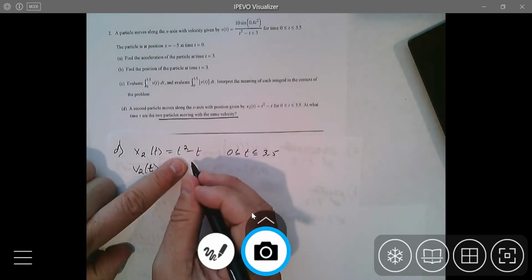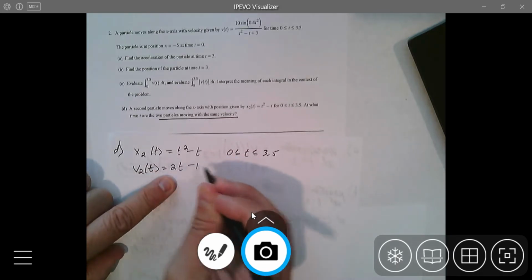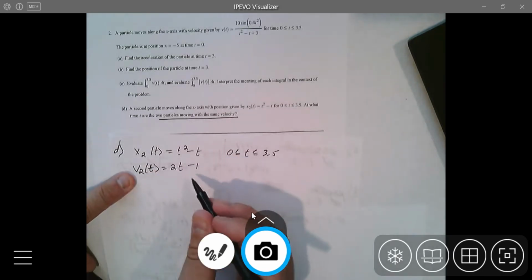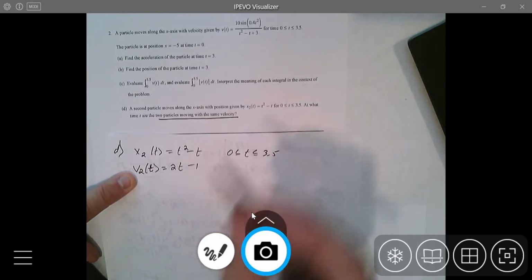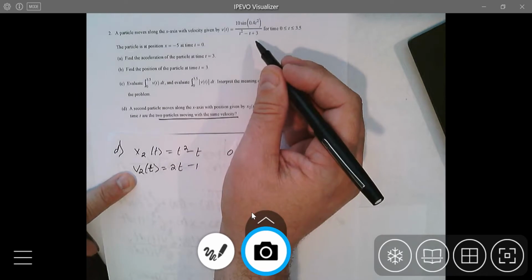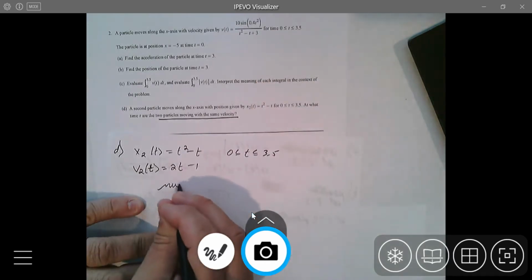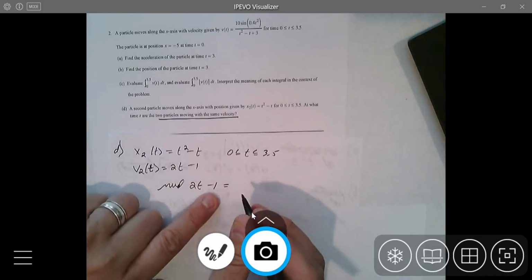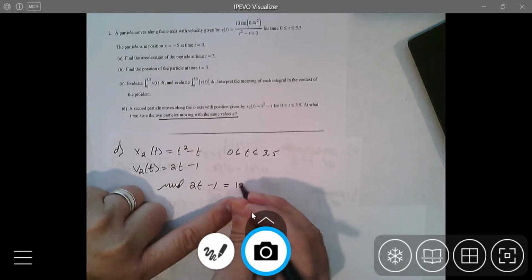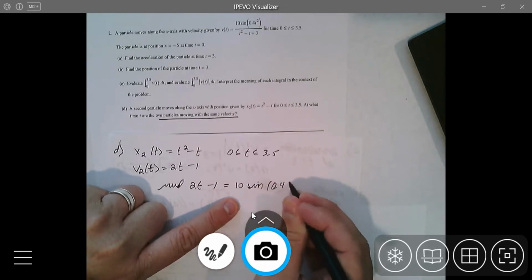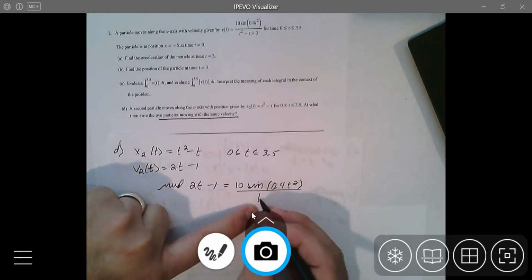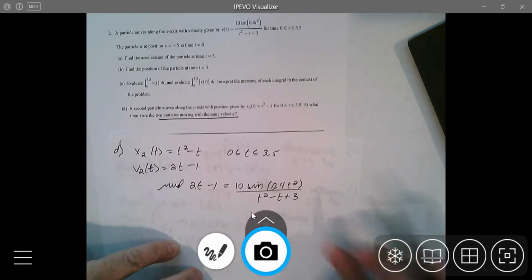Well, the derivative over here, not too bad, just use your power rule, is 2t minus 1. This is the velocity of the second particle. This guy up here is the velocity of the first particle. What we're looking for is at what point, at what time will the particles be moving with the same velocity. So what I need for 2t minus 1, the velocity of the second particle, to be equal to 10 times the sine of 0.4 t squared over t squared minus t plus 3.